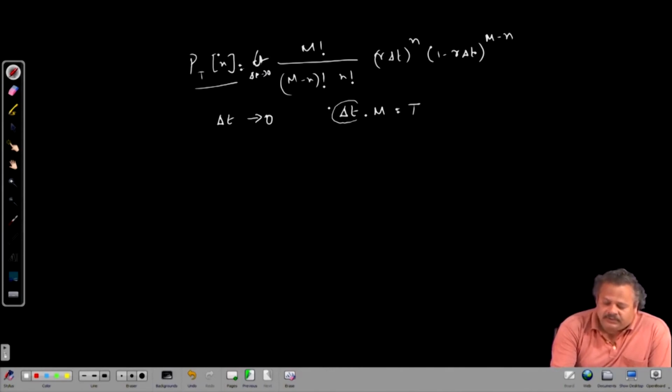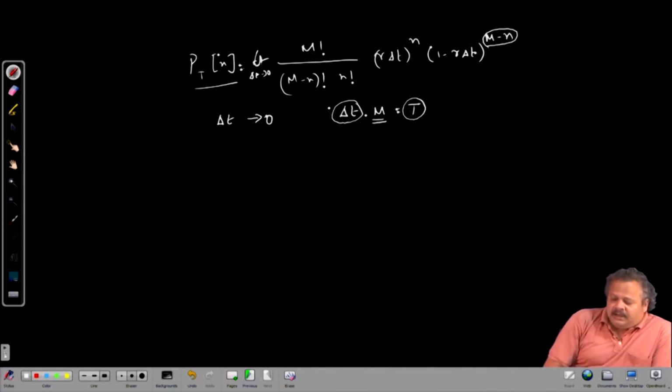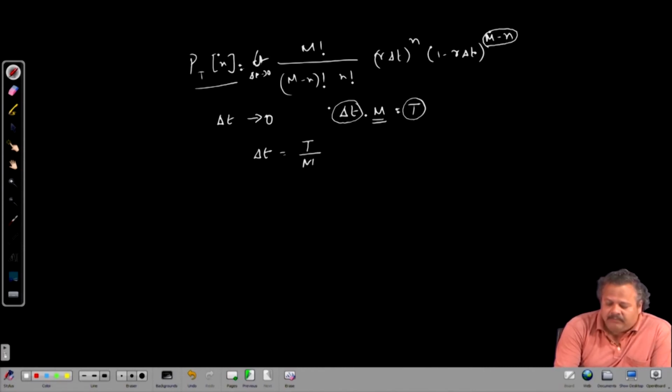Now, as delta t goes to 0, since our capital T is fixed and n is fixed, this capital M is growing towards infinity, it grows unbounded. And if we take this m minus n here, n is fixed and m is growing unbounded, so that can be replaced simply by m. Now, our delta t is also equal to capital T by m.